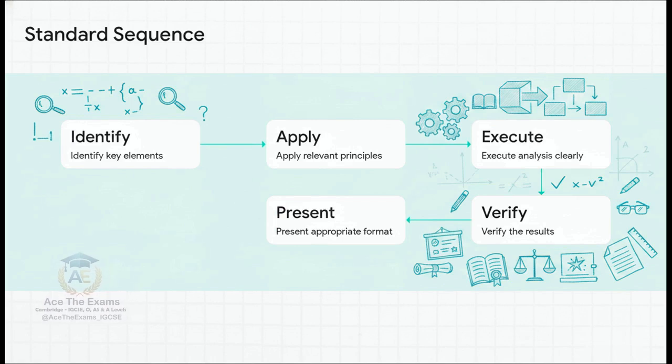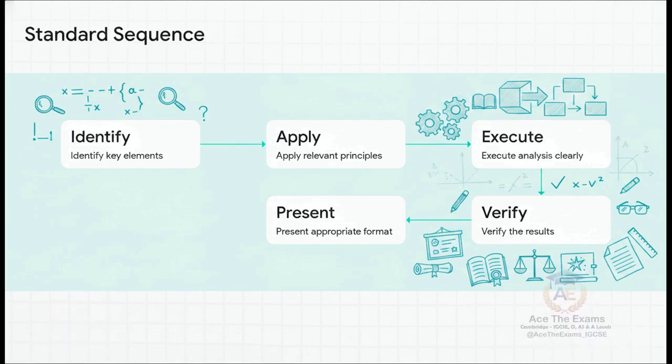Step 2, apply relevant principles. This is where you write out your identity. Step 3, execute the analysis. Equate those coefficients or substitute your strategic x values with absolutely clear notation. Step 4, verify your results. Do your constants actually make sense?